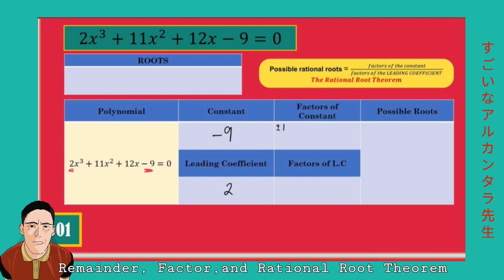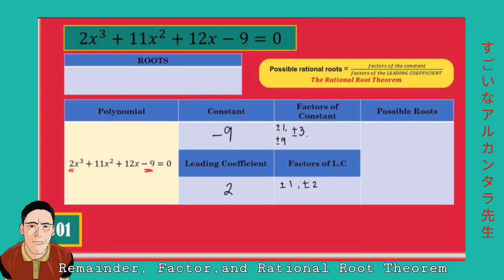So what number do you multiply by 1 to get 9? It's simply 9. Next, what other factors do we have for 9? It's just 3. 3 times 3 is 9. So you have 3 factors for the constant. Next, for the factors of the leading coefficient, you only have positive 1 and positive negative 2. So your possible roots are as follows. Sorry if my writing is not that good, but anyway.